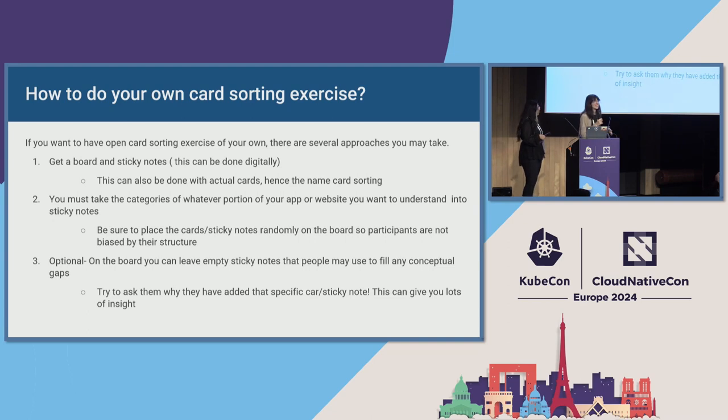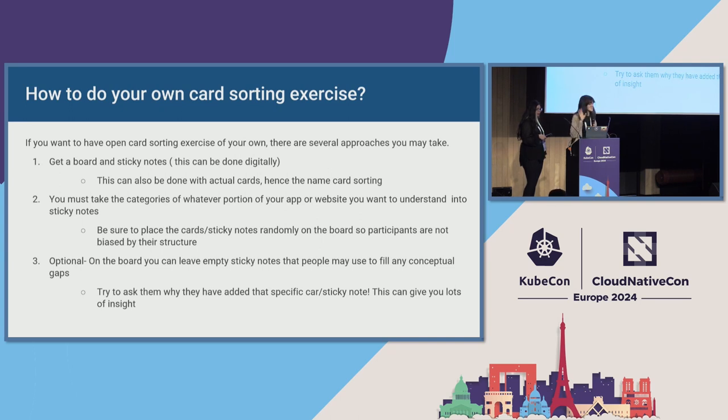So hopefully you're interested in conducting your own card sorting exercise. And how do you do that? This is a bit biased towards how we did it. There are actually many different types of card sorting exercises, which I won't bore you with today, but I would be happy to talk about it some other time. You just have to get the supplies. You can do this digitally with platforms that imitate whiteboard layouts or sticky notes. This includes things like Mural and FigJam, if you have ever used those platforms. But for in-person exercises, you just need the poster board and the sticky notes.